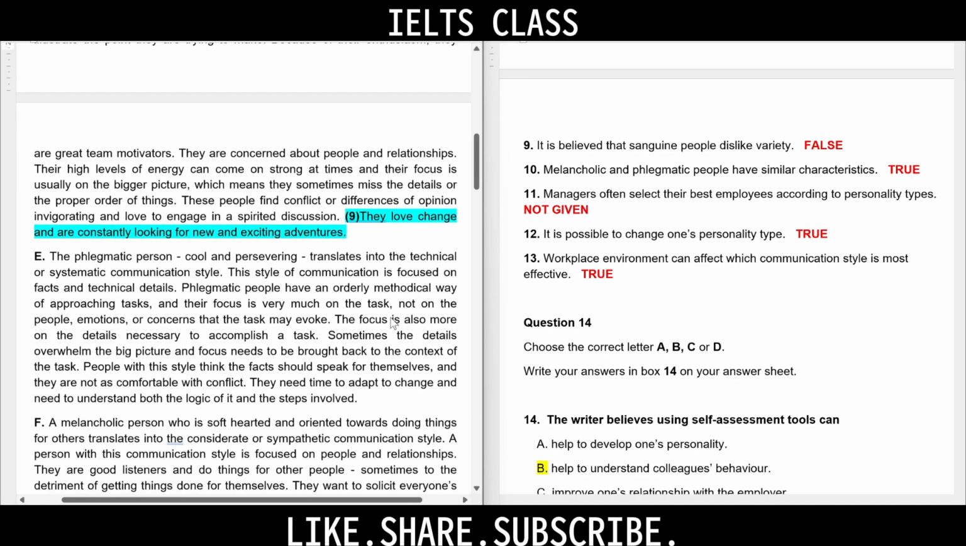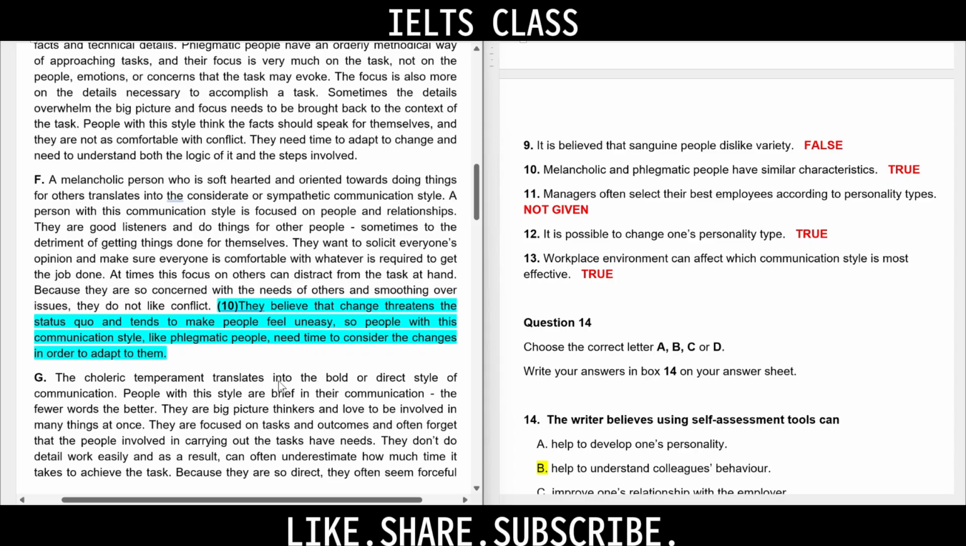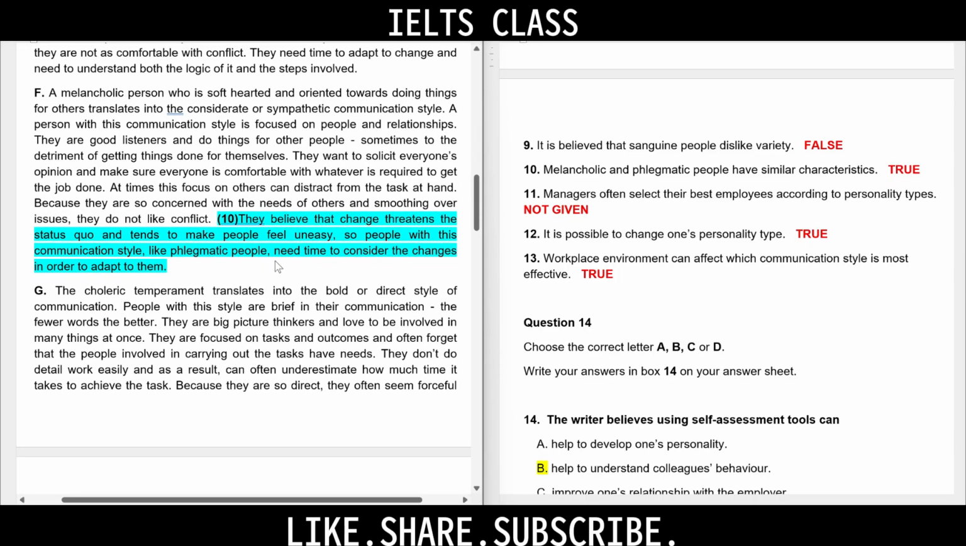Next is melancholic and phlegmatic people have similar characteristics. So, this would be true, as I remember we have read that this para is about melancholic people. They believe that change threatens the status quo and tends to make people feel uneasy. So people with this communication style, that is melancholic people, like phlegmatic people, need time to consider the changes in order to adapt to them. So phlegmatic people also dislike change, and melancholic people also dislike change. So the answer is true.